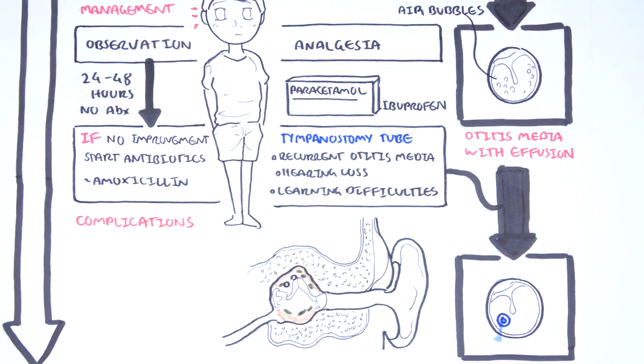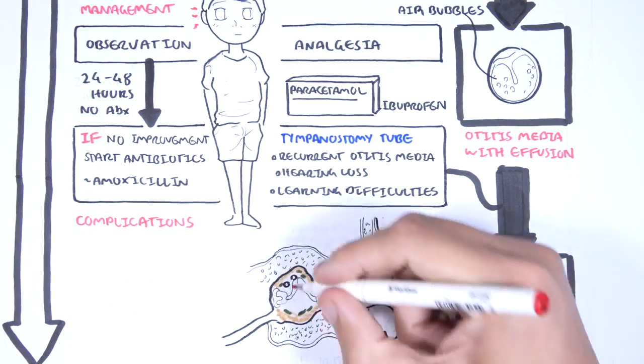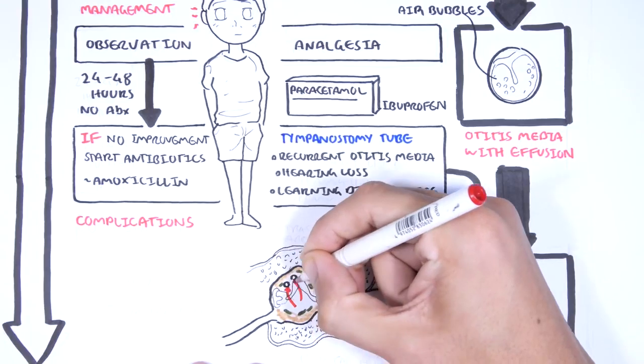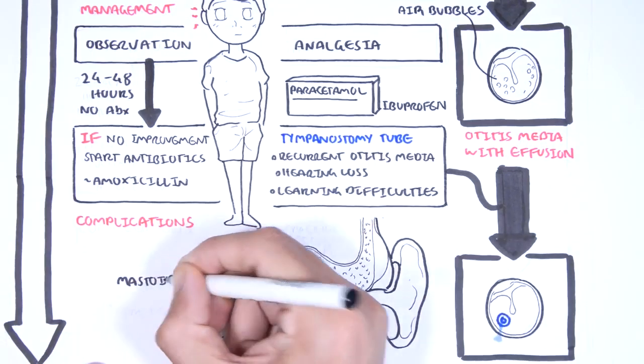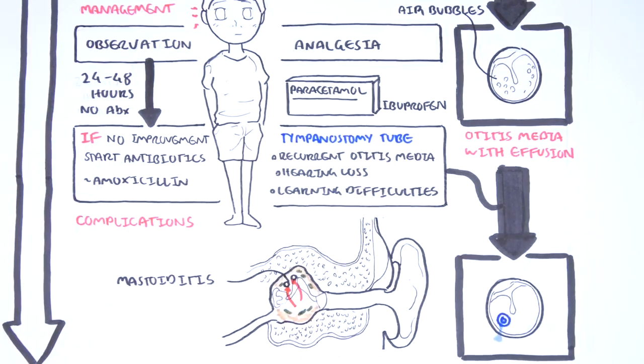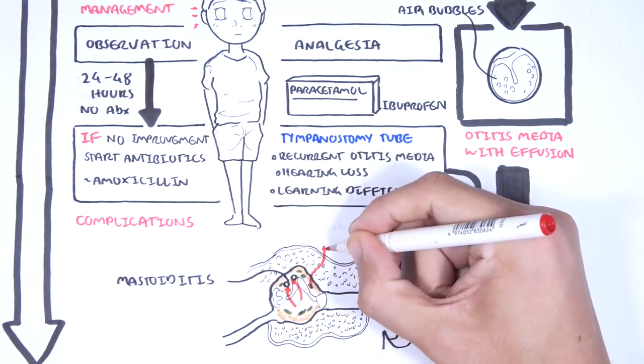Rare complications of acute otitis media can be divided into extracranial and intracranial complications. Most of the complications of acute otitis media are a result of direct extension of the infection, the pus, to the mastoid air cells, which are situated behind the posterior wall of the middle ear cavity. Extension into the mastoid air cells causes mastoiditis.